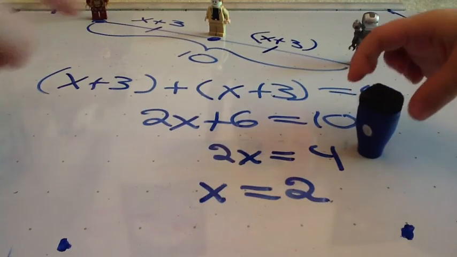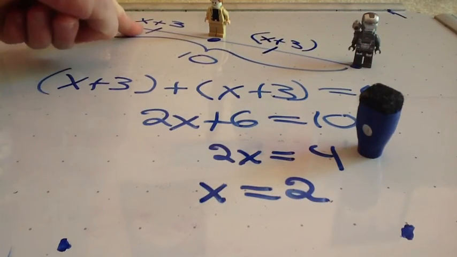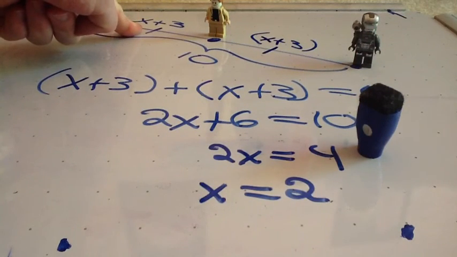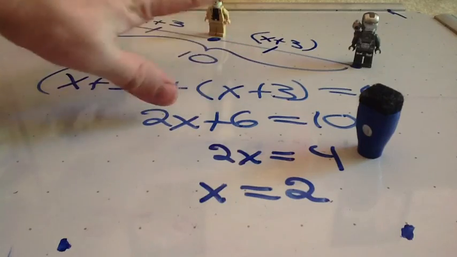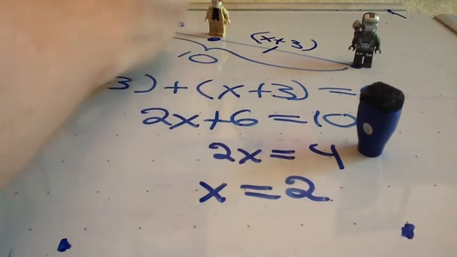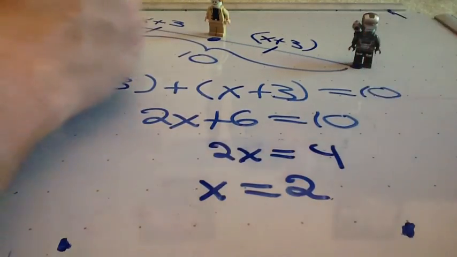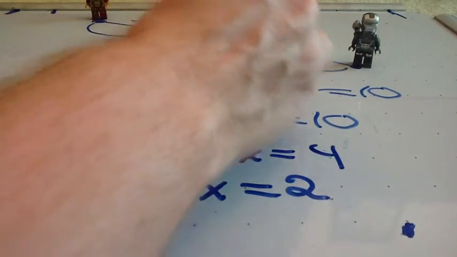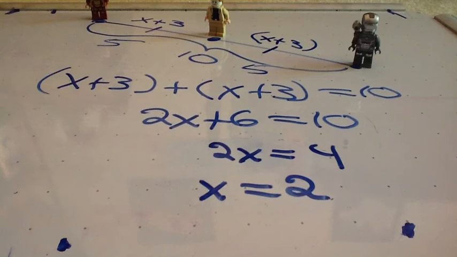Which, if I go back and check, what's 2 plus 3? Let me count on my fingers. 5. So 2 plus 3 is 5, 2 plus 3 is 5, and 5 plus 5 is 10. It checks out.